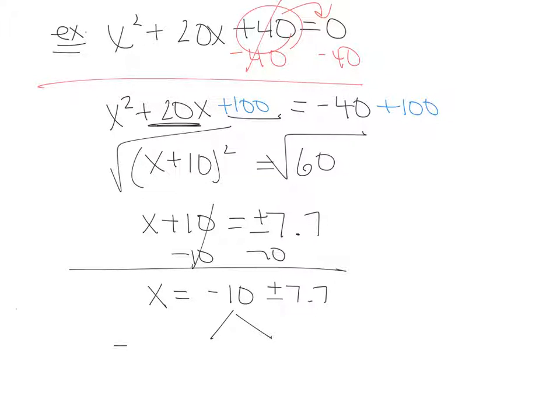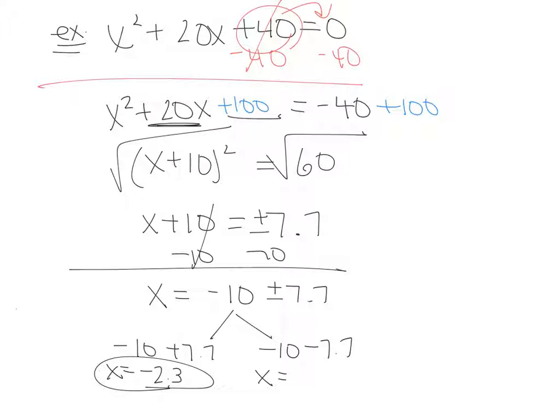Take it down 2 rows. Negative 10 plus 7.7, negative 10 minus 7.7. Negative 10 plus 7.7 is negative 2.3. And negative 10 minus 7.7 is negative 17.7. Hopefully you're all doing okay. Let's go ahead and try one more. One more as a class, and then you can practice some problems on your own.